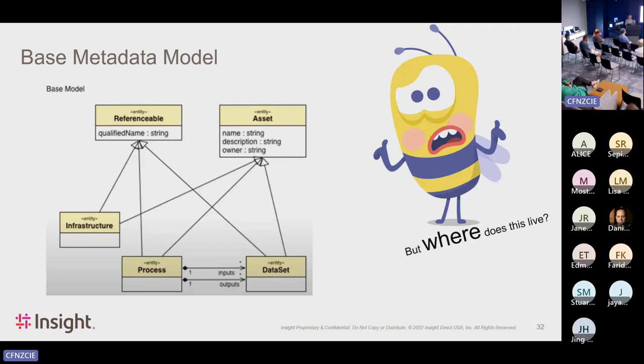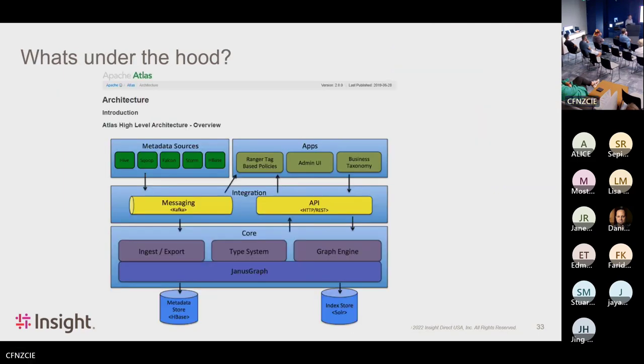But the question obviously is, well, what is this thing? Where does this actually live? And so now just one more step down the rabbit hole. When you install Purview, what you're really installing under the hood is this architecture. So the core system is built on, the storage is HBase and Solr. The core engine is a Janus Graph database. So if you're unfamiliar with graph databases, a graph database essentially makes the relationship between entities first-class citizens.